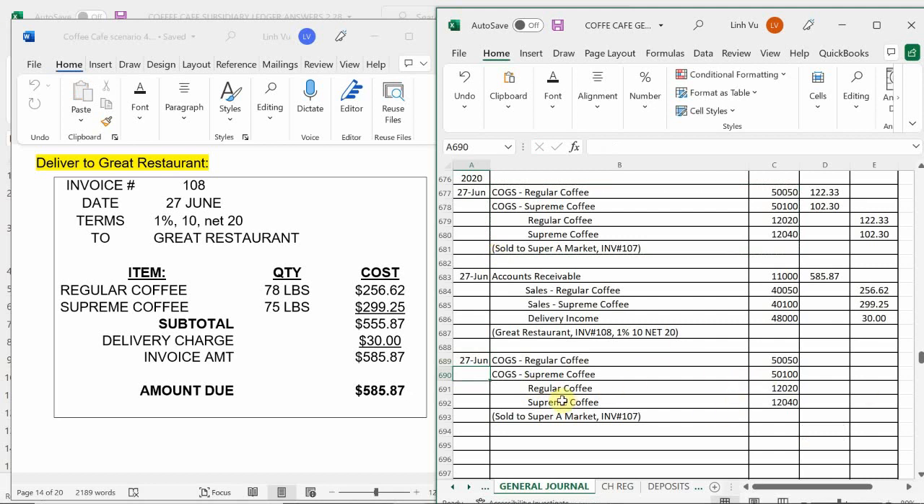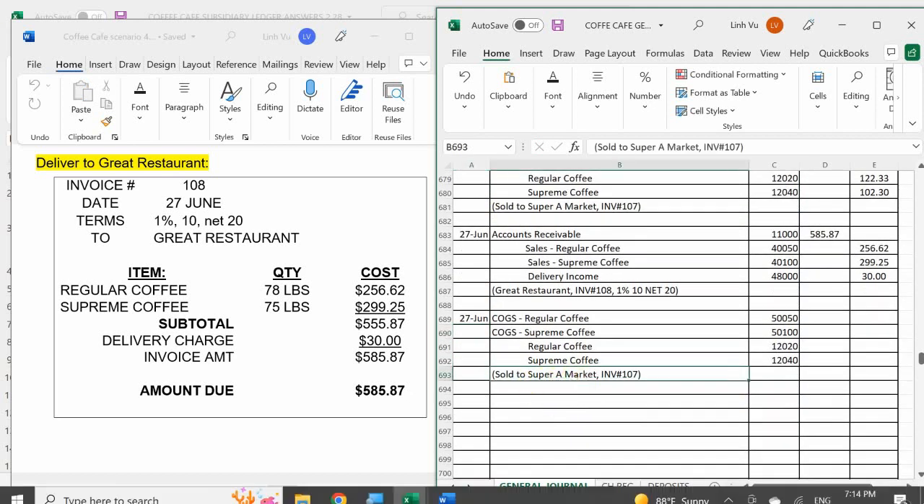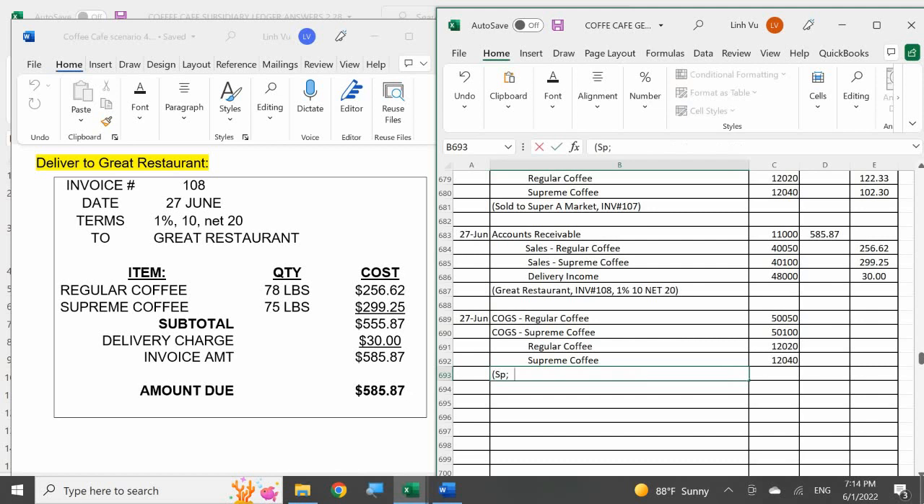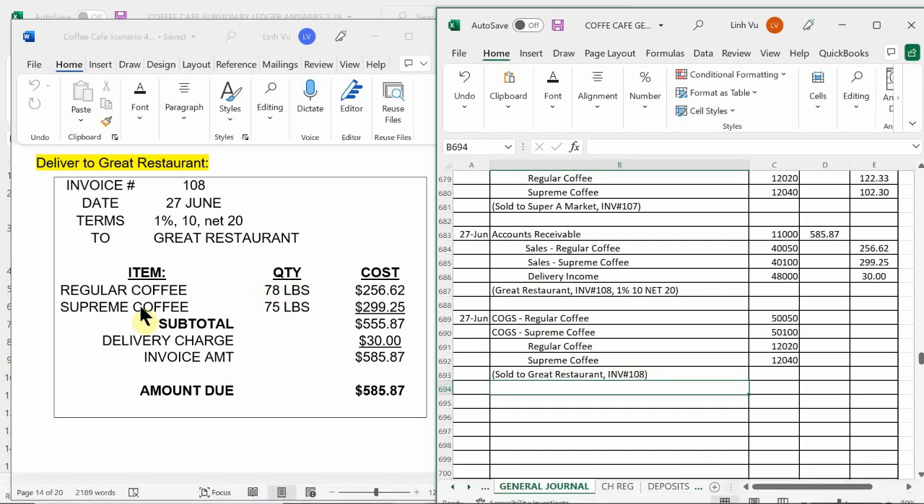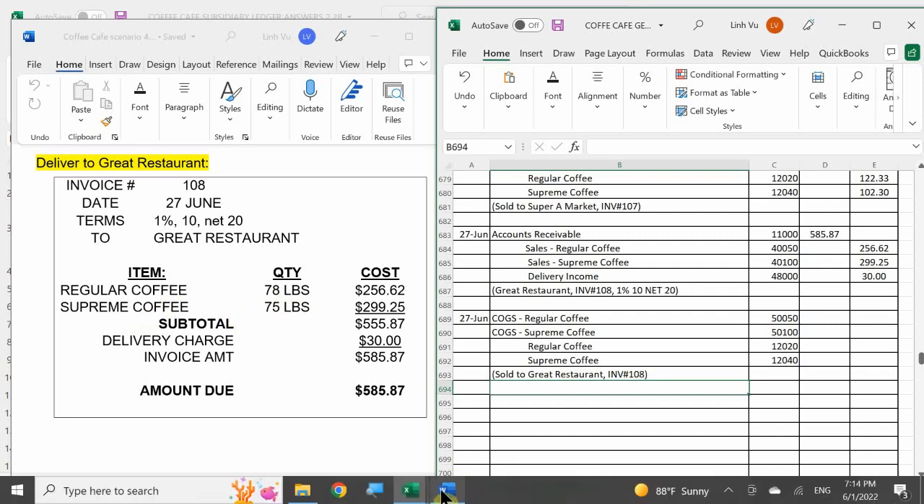So let's see, right? We sold to Great Restaurant, okay, with invoice number 108. Okay. So let's go into our inventory worksheet because we know exactly how many pounds of each coffee we sold. We sold 78 of the regular and we sold 75 of the Supreme.